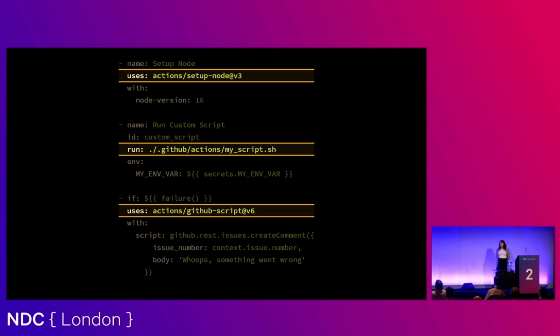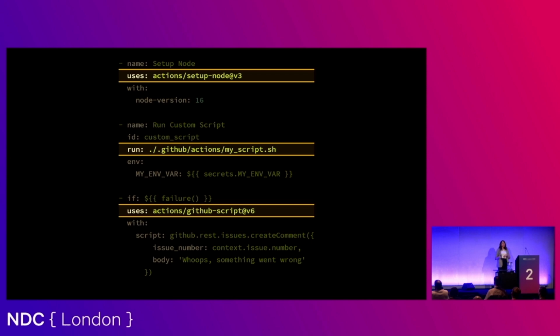We can define what the step is actually doing in two different ways. One of them is using uses. This allows us to define a specific package that we're going to go through and run. For example, there's a package for setting up Node, which will set up the version of Node that we're using. There's a package to check out the repository code, and there's a whole bunch of third-party packages that we have access to using as well.